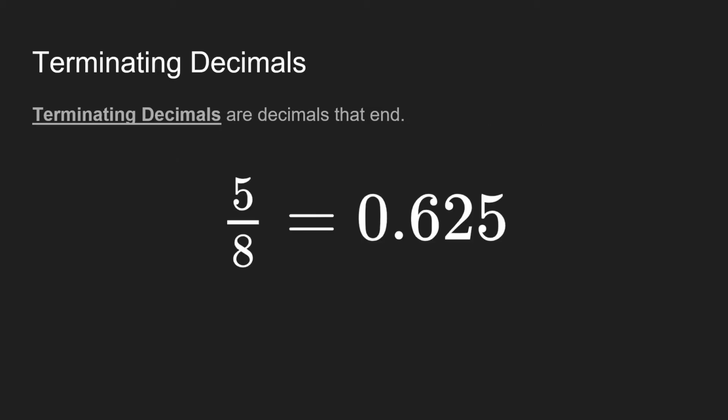One type of decimal we can get is what's called a terminating decimal. Terminating decimals are decimals that have an ending point. So when we divide 5 by 8, we get 0.625 as our answer. One thing to notice is that there is no other digit after the thousandth place. This means that this decimal terminates, or has an ending point.